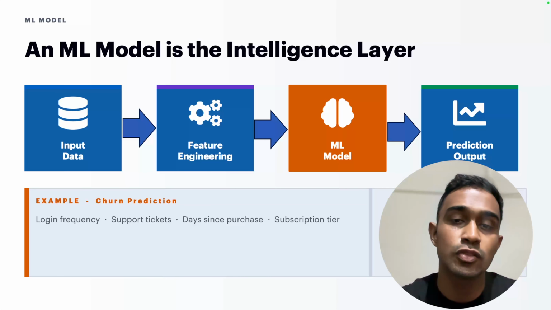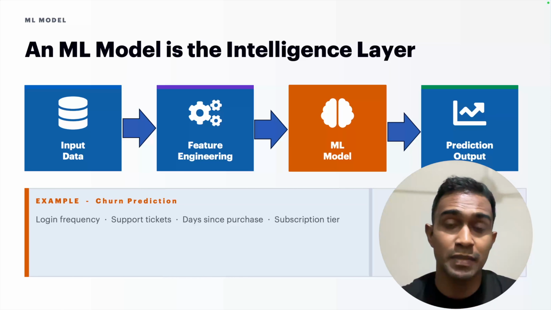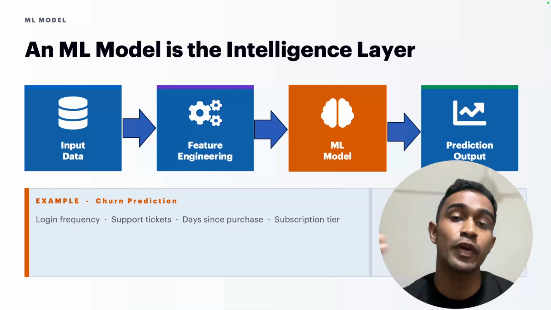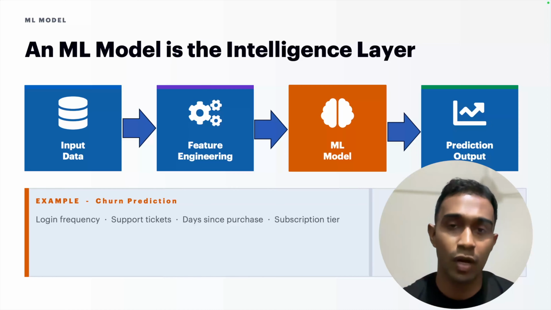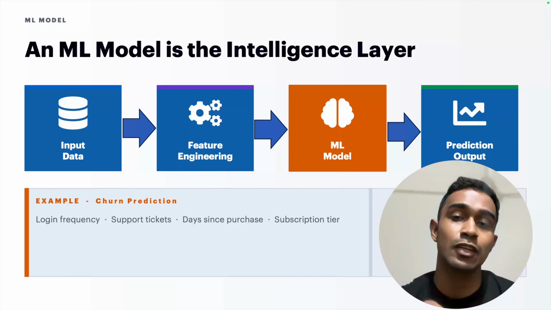Now, let's zoom out and look at the bigger picture. A machine learning system is the entire setup that makes your model useful in the real world. It's not just the model, it's everything around the model that helps it work at scale, work reliably, and keep improving over time. So think of the model as the brain and the system as the full body that keeps the brain alive and connected to the world.